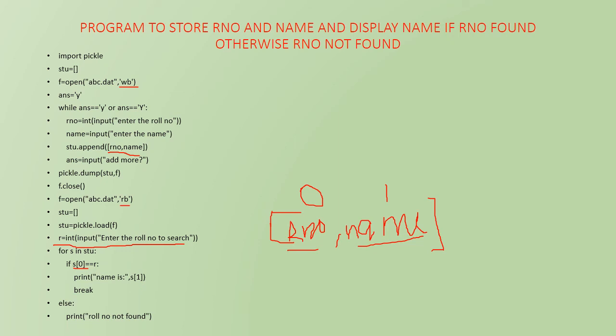So this is the way we are doing the program, and now we can close it by using f.close. So these are the two programs I would like to discuss in the binary file. In the same way we can also do many programs.